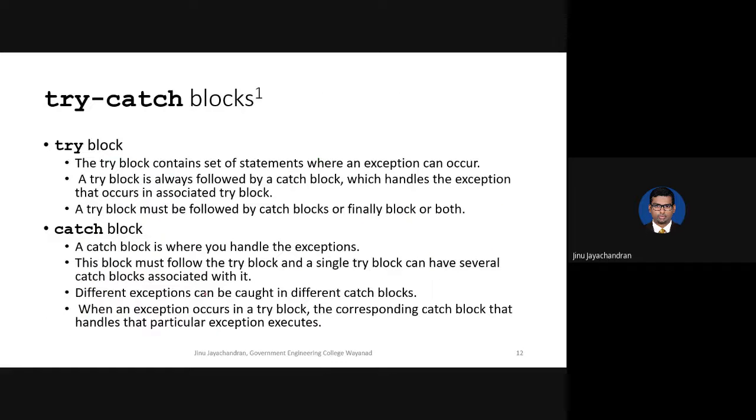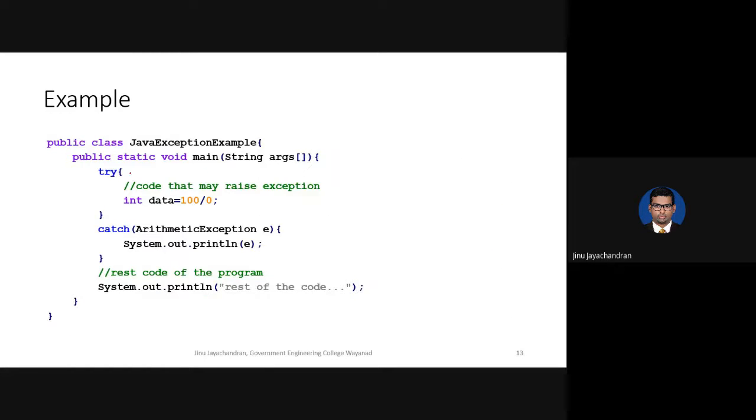Let's see an example. This is a class called JavaExceptionExample. You have a main function. So you have a try block here, because you know that when you do this, definitely an exception will be thrown. If an exception occurs, the control will go to the catch block and it will print this. You see that there's a catch here. We are catching an ArithmeticException.